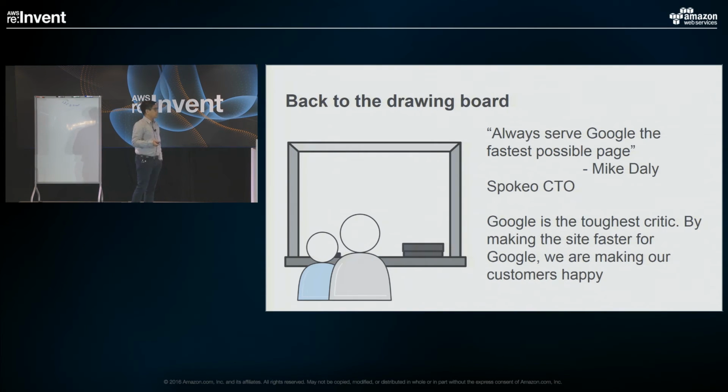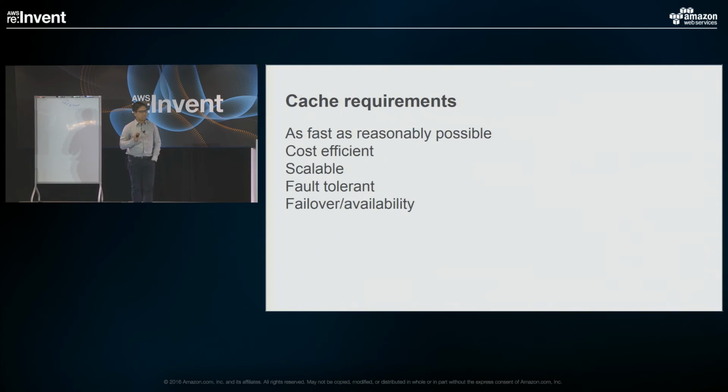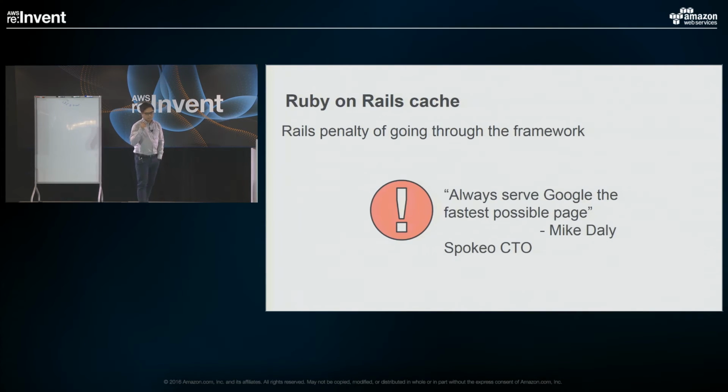And Google really is our toughest critic, so by serving and pleasing Google first and foremost, we're really going to be pleasing our customers in the end. So we went back to the drawing board and we said, okay, what do we want out of this cache? We want it to be as fast as reasonably possible, as we always want our caches to be. We want it to be cost efficient. I don't want to spend money up the wazoo for this. I want it to be scalable, fault tolerant, and I want it to be available like 99.99% of the time.